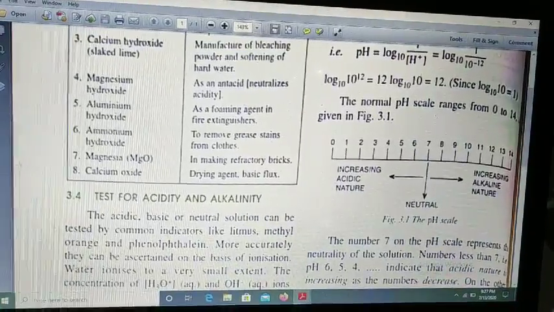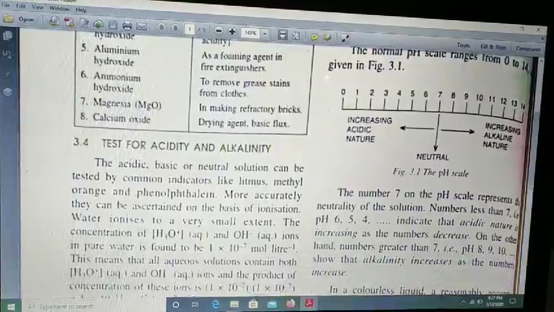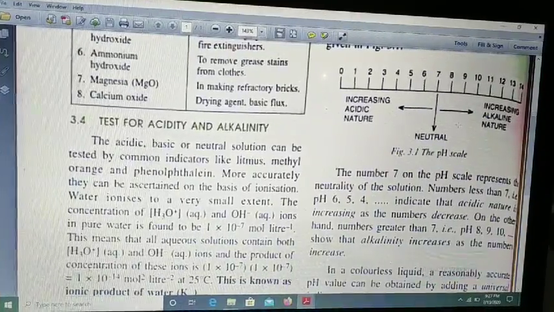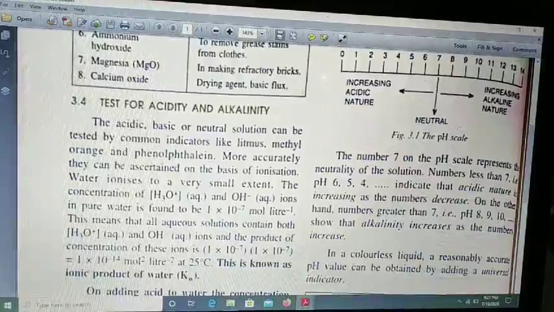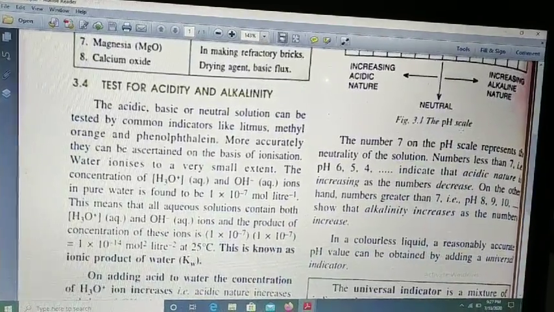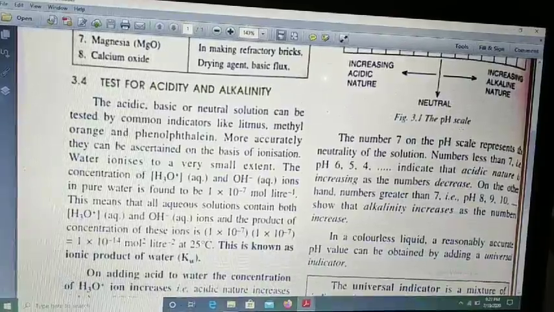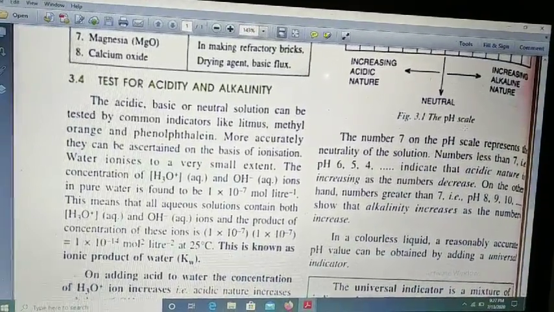Next we have the topic test for acidity and alkalinity: how to identify which solution is acidic, which one is basic, or which one is neutral. So acidic, basic or neutral solutions can be tested by common indicators like litmus, methyl orange and phenolphthalein, as we have seen previously.